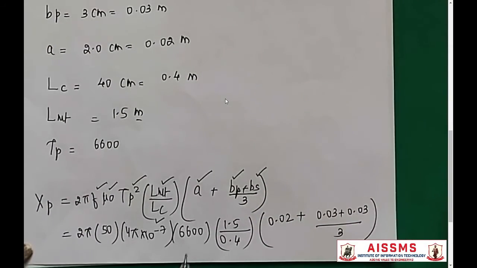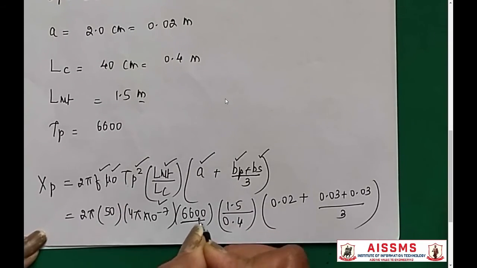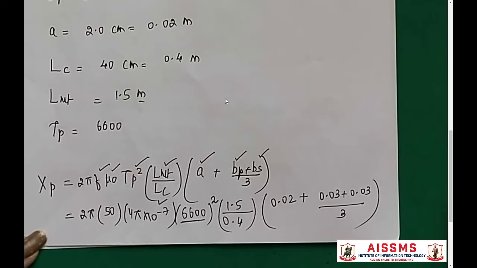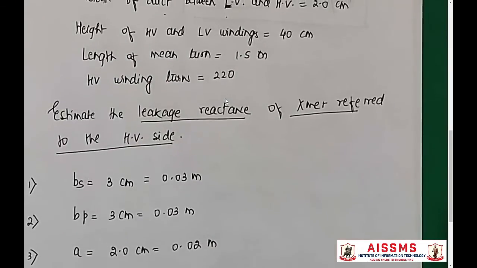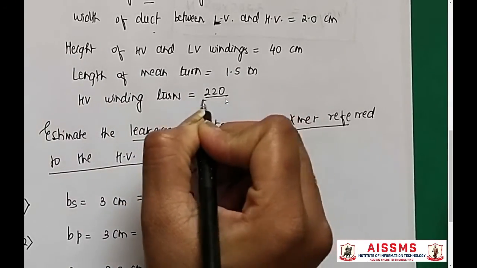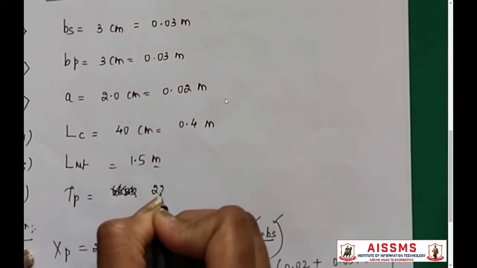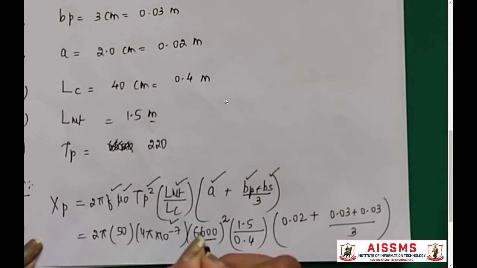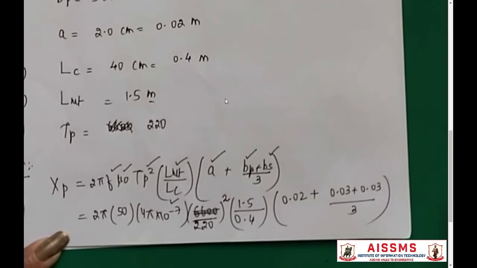Yes, by mistake I have not done the square here, students. It is TP square, so it has to be 6600 whole square. Sorry students, I have taken the number of turns wrong. The HV winding turns is 220. Please replace it. It is not 6600, it is 220. So please correct it. It is 220 the whole square.